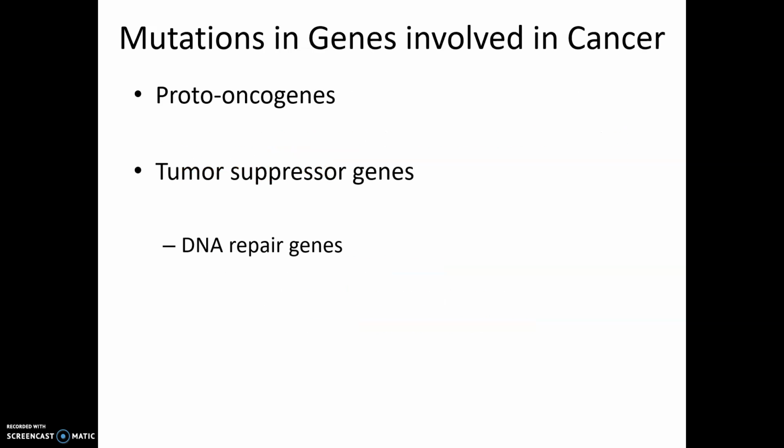Those genes that we talked about that tend to be mutated in cancer are proto-oncogenes, tumor suppressor genes, and DNA repair genes. And each of these will be discussed in further lectures.